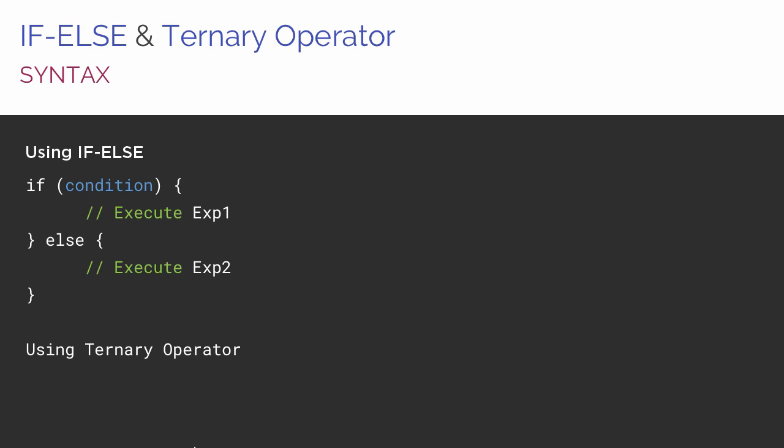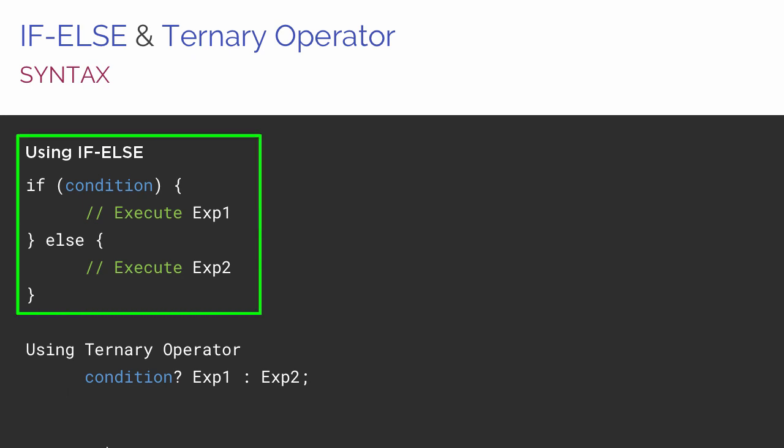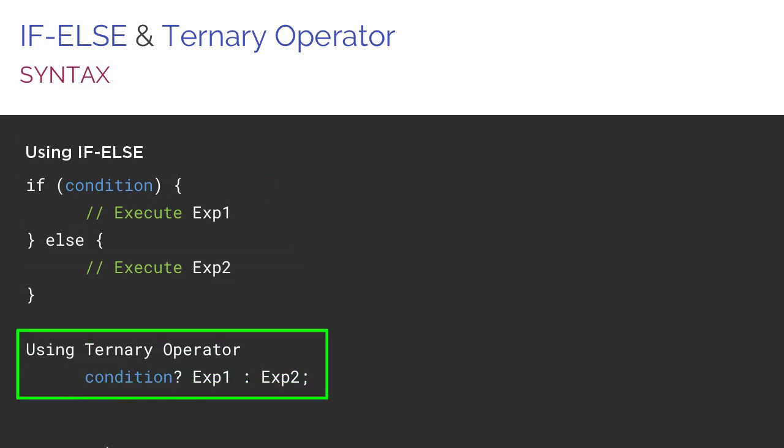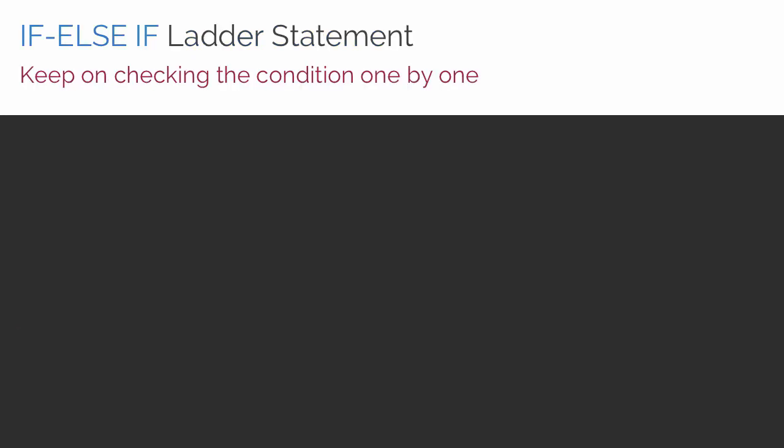In case of the ternary operator, we have this syntax: condition, question mark, expression 1, and then expression 2. Now remember, this is the basic syntax of the ternary operator. And in order to make your code complete, you need to assign this expression 1 and expression 2 to some variable on the left hand side. Otherwise, your code won't be compiled. So the if-else condition and the ternary operator in Java are closely related to each other, only the syntax is different. Proceeding forward, we saw the if-else-if ladder statement.